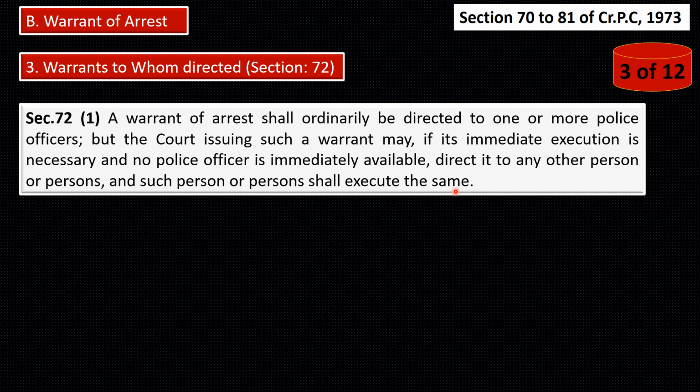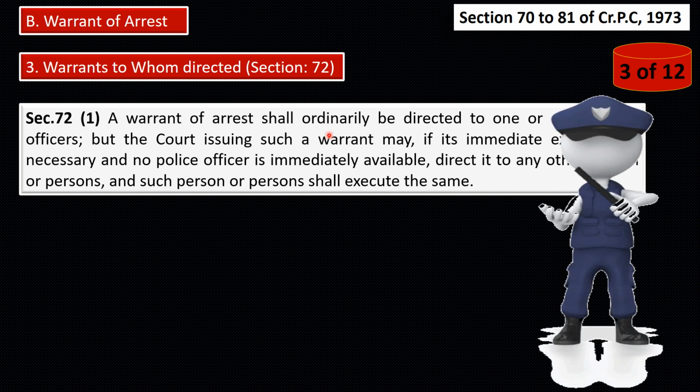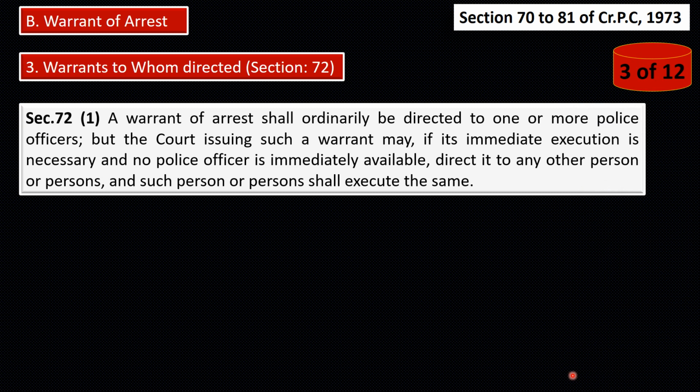So, subsection 1 of section 72 basically tries to explain that the police officer will serve the warrant of arrest, and if the court thinks that police is not immediately available and the execution of arrest warrant is necessary, then the court may direct anyone to execute the same.